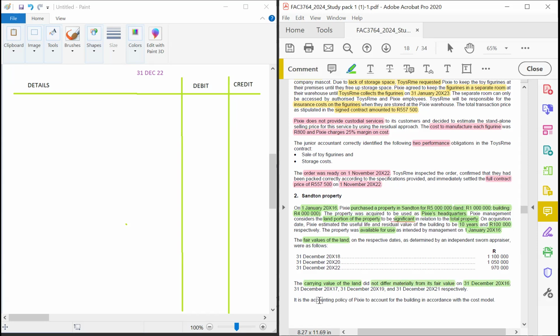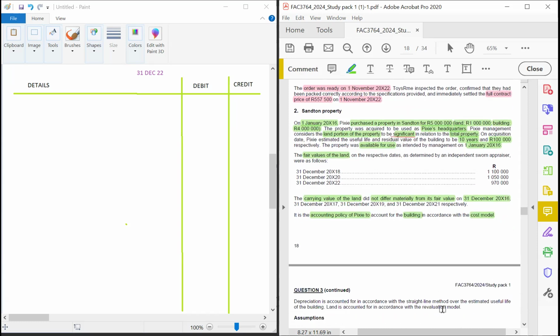It is the accounting policy of Pixie to account for the building in accordance with the cost model. Depreciation is accounted for in terms of the straight line method. Land is on the revaluation model. What they are telling you here is that land is on the revaluation model, so we do not depreciate it. But the building is on the straight line method. We are going to depreciate it over its estimated useful life.